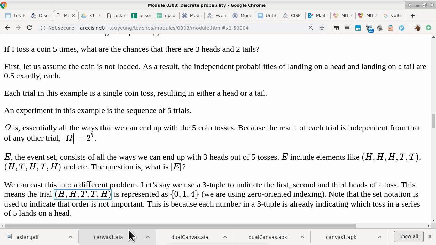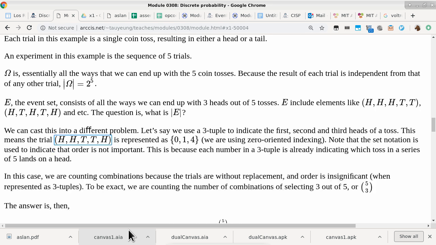I'm interested in all the possible ways that end up with 3 heads in 5 tosses. So it becomes 5 choose 3. Is order important? No, because we're talking about a set. So order is not important, 5 choose 3, so we are using combination. It's the number of combinations of choosing 3 out of 5, and we already know how to do that. If I scroll down a little bit, you will see the equation to do that.